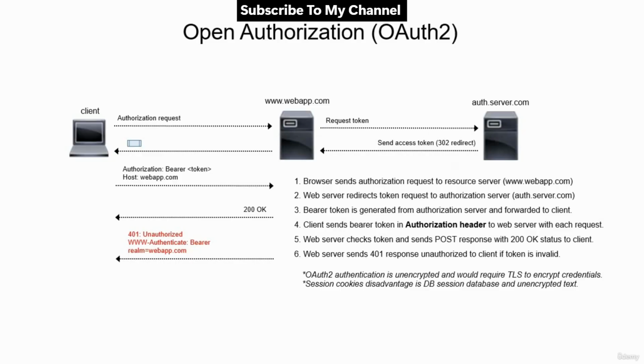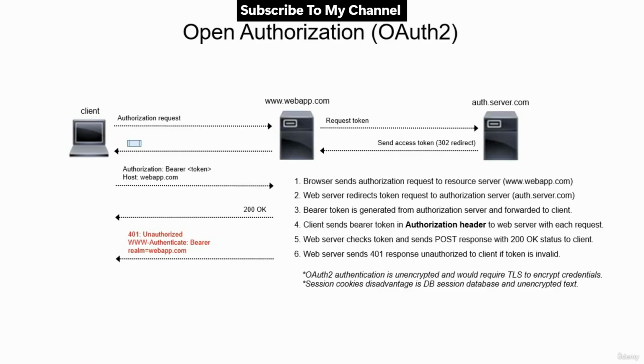And finally here I've got open authorization, or something called OAuth 2. And this is quite popular and used a lot. You can use it with APIs or really any sort of web-based transactions. So what happens is that you've got a client, you've got what's called a resource server, that's webapp.com. You've got an authorization server at the back here, auth.server.com. So the browser will send an authorization request to the resource server, webapp.com. The web server will redirect that token request to the authorization server.